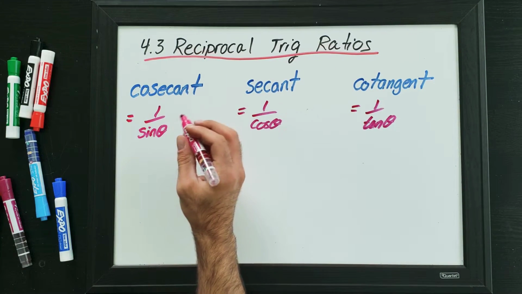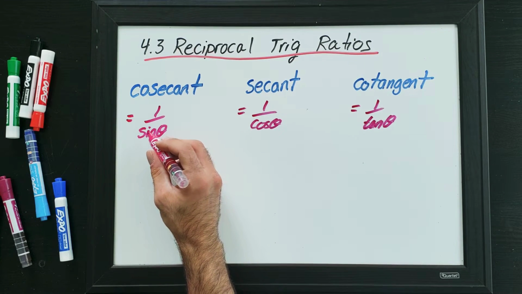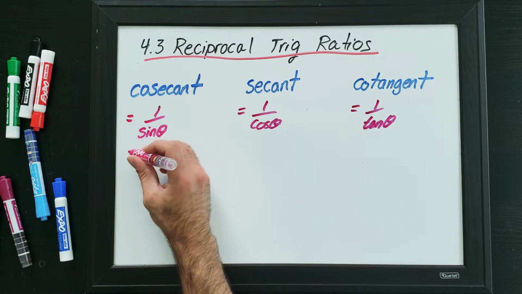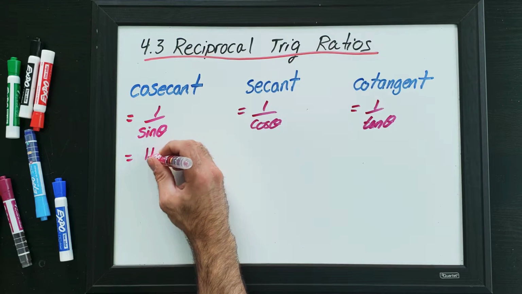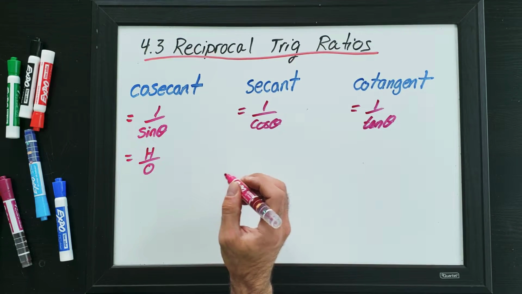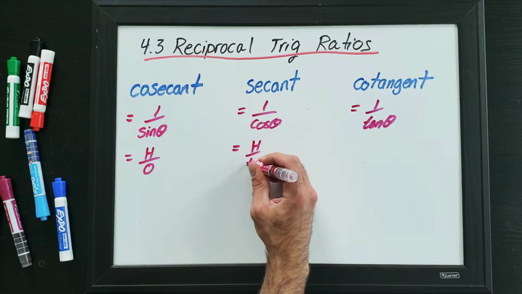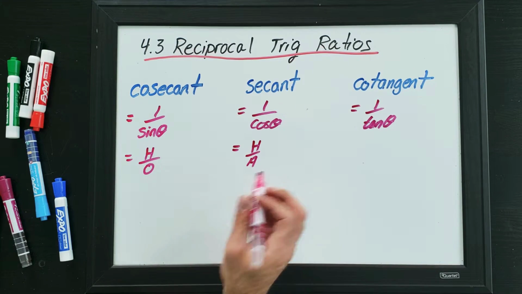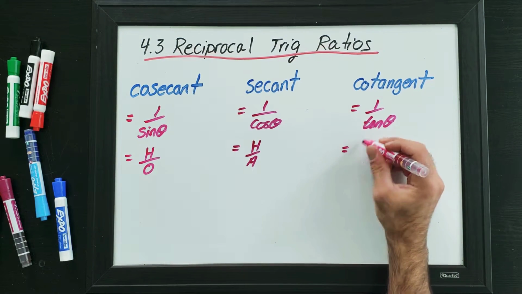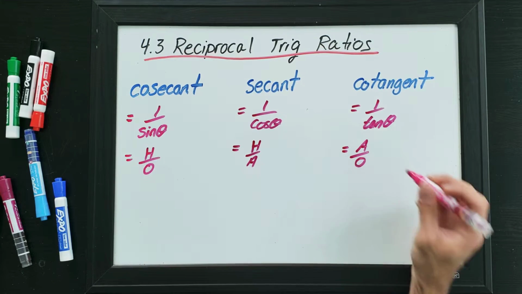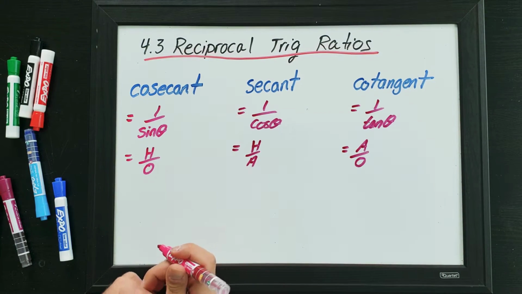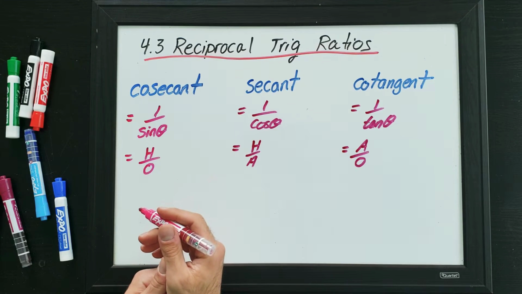Now, what's this mean? Well, this means instead of SOHCAHTOA, instead of O over H, it's H over O. Instead of A over H, it's H over A. So we're just flipping the trig ratios. It's really that straightforward. Instead of OA, it's AO. Okay, so this is what this means in terms of when we set up the ratio.